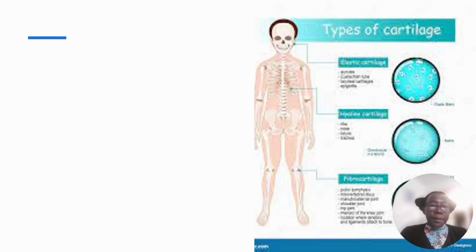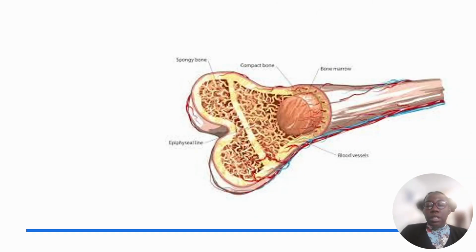For the cartilage, we have different types of cartilage. We have elastic cartilage that we find in our auricles, the wings of our ears. And here, the hyaline cartilage, we find between the ribs. And for the bone, we have two types of bones, compact bone.